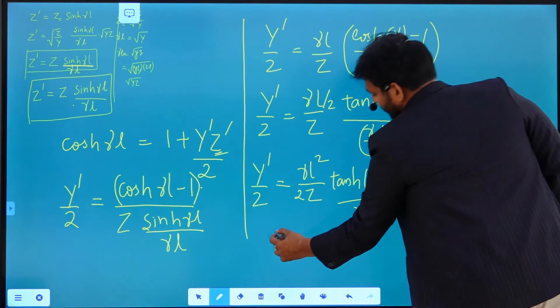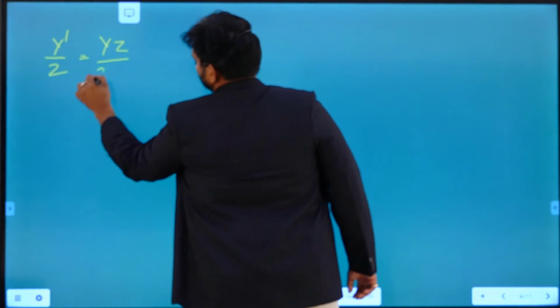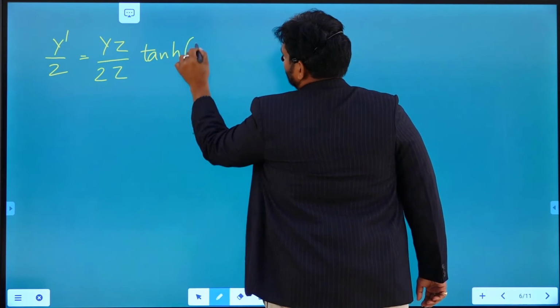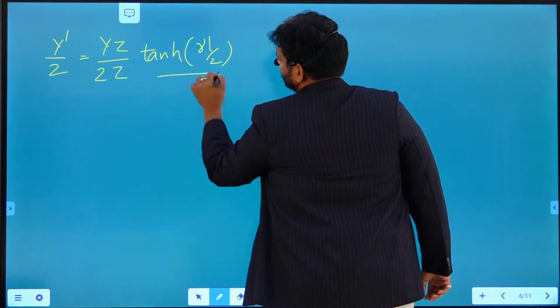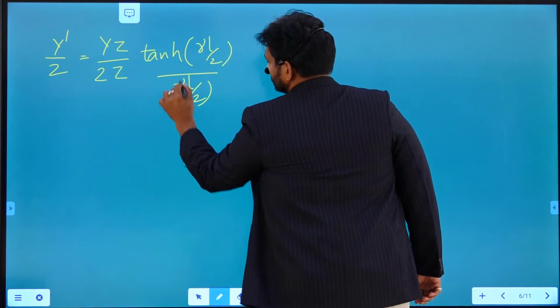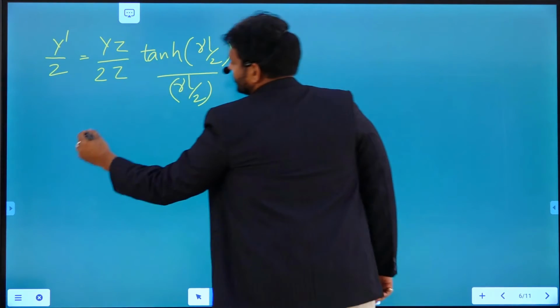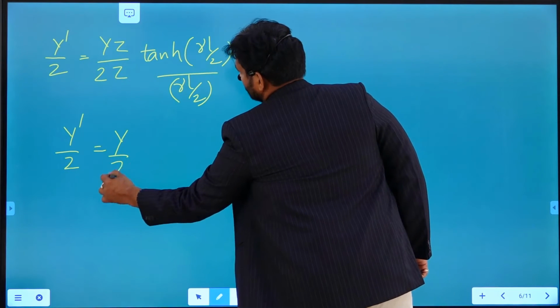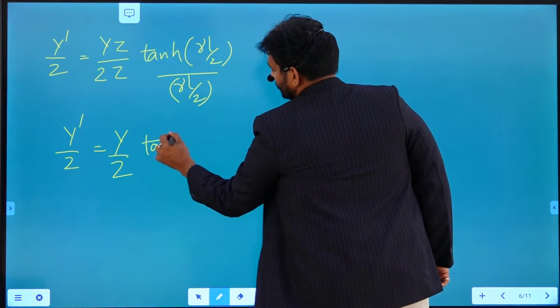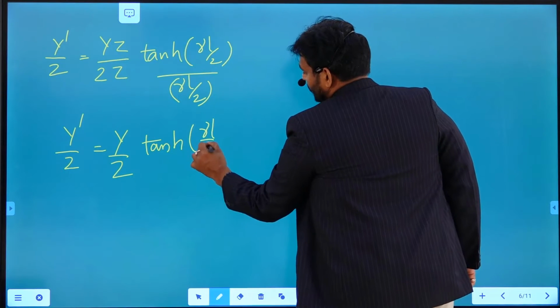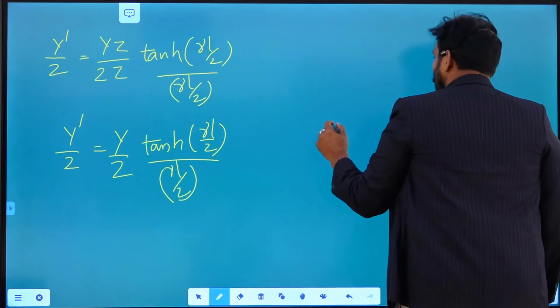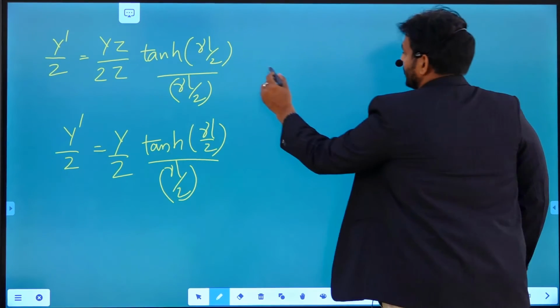What is gamma L square? YZ. Y dash by 2 is equal to YZ by 2 into Z tanh of gamma L by 2 upon gamma L by 2. So Z and Z will cancel. You will get Y dash by 2 is equal to Y by 2 into tanh of gamma L by 2 upon gamma L by 2. So we got the equivalent parameter values.